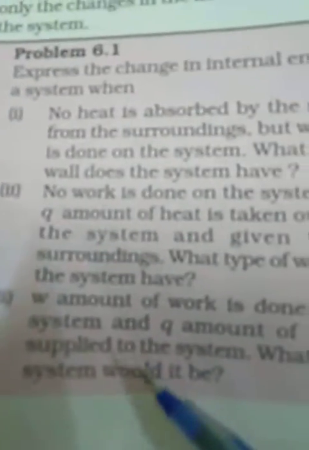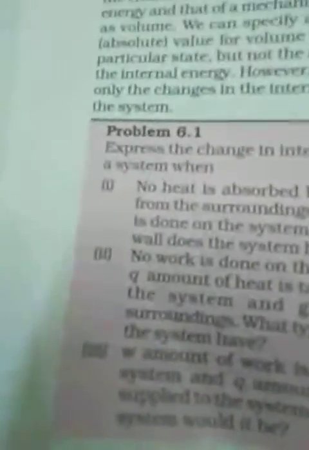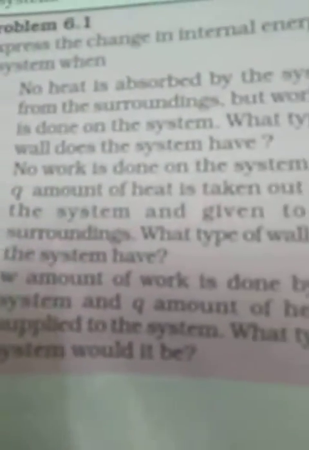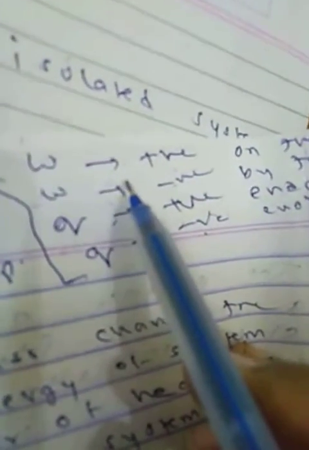Okay, second. Now third: w amount of work is done by the system and q amount of heat is supplied to the system. What type of system should it be? Here again I am repeating, w amount of work is done by the system. So by the system means negative, so w will be negative.